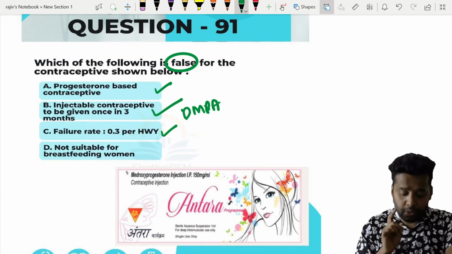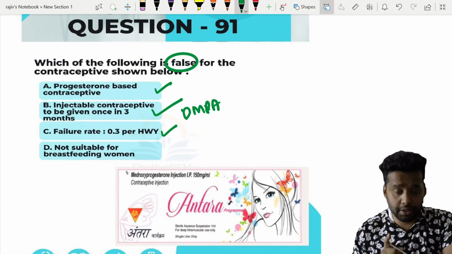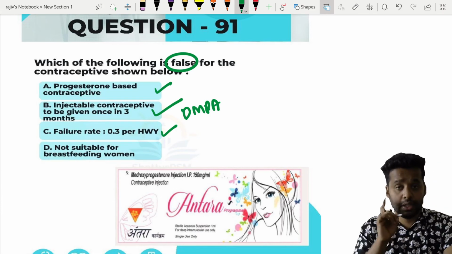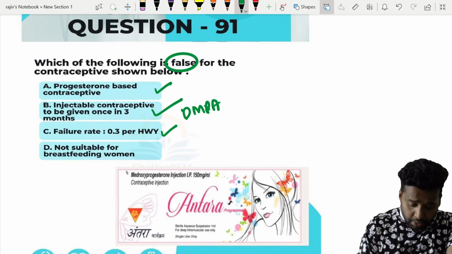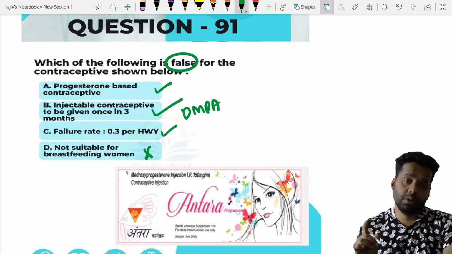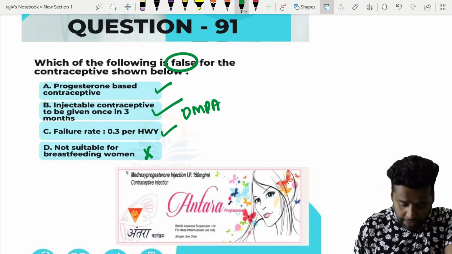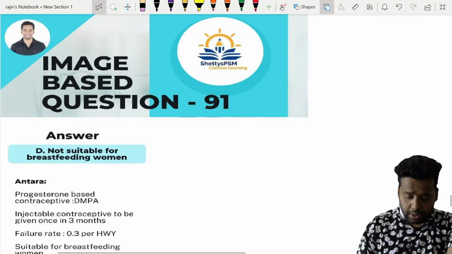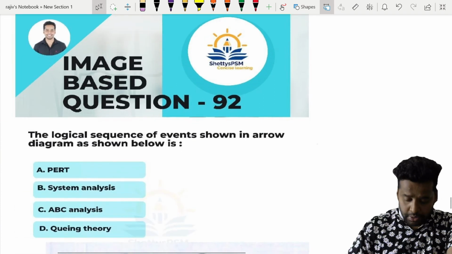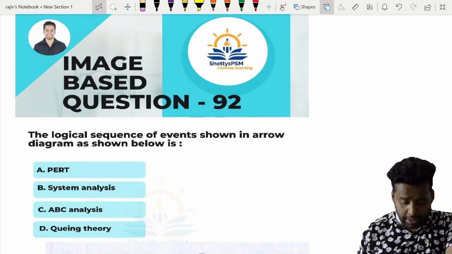Failure rate is 0.3 per 100 women years. Note down this point, you'll make a mistake here. Pearl index, failure rate 0.3 per 100 women years. Not suitable for breastfeeding women? No. It is suitable for lactating women. So from 6 weeks after delivery we start the DMPA injection. It is suitable for lactating women.